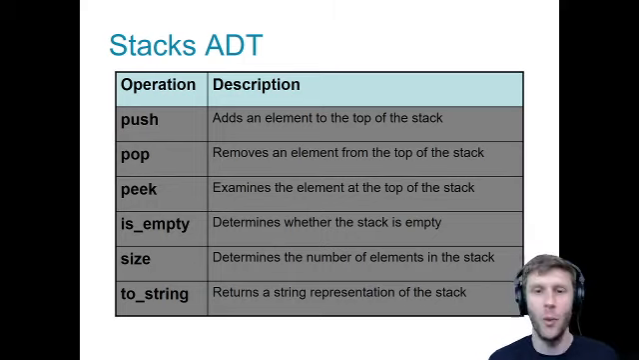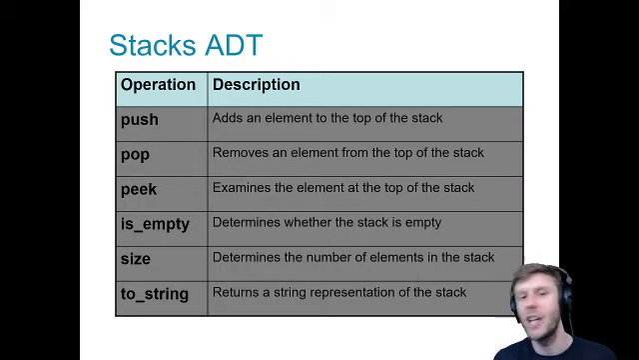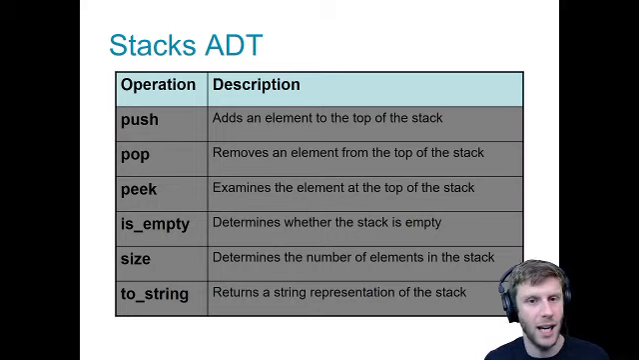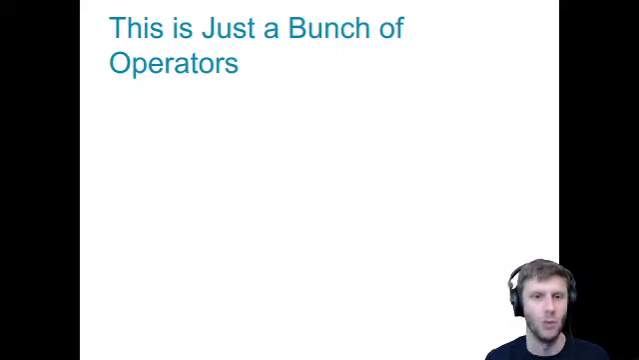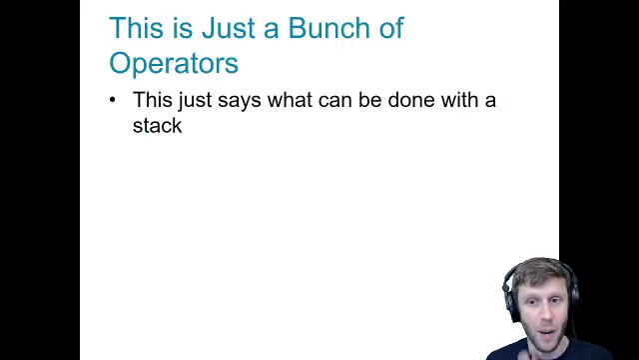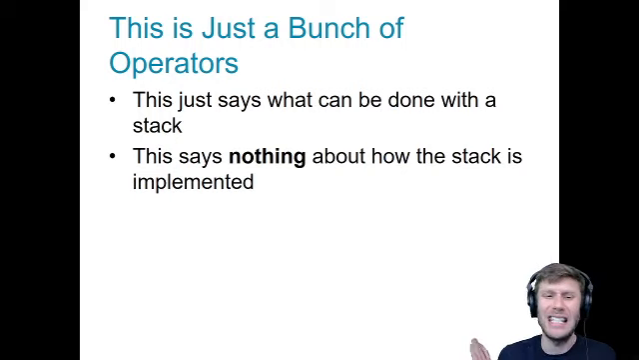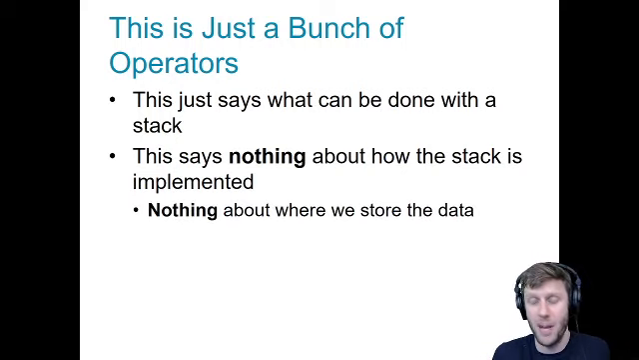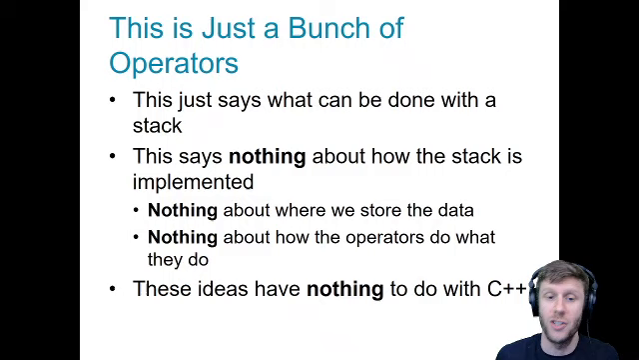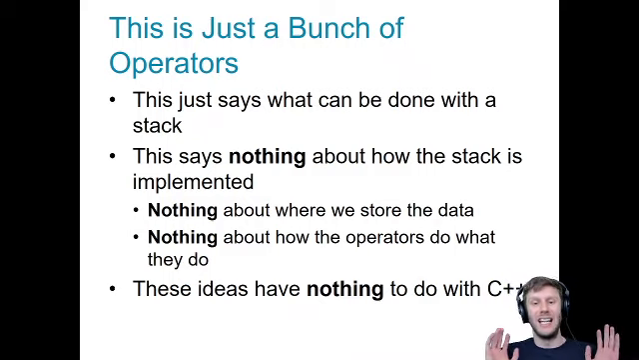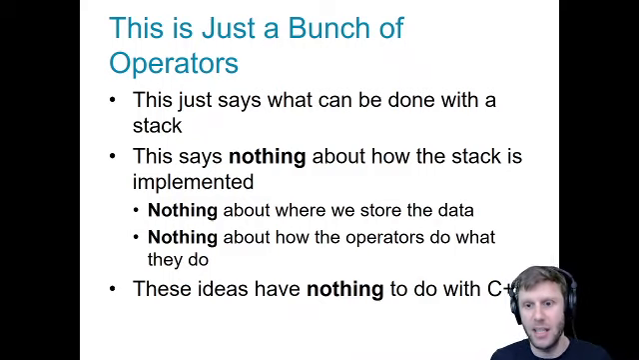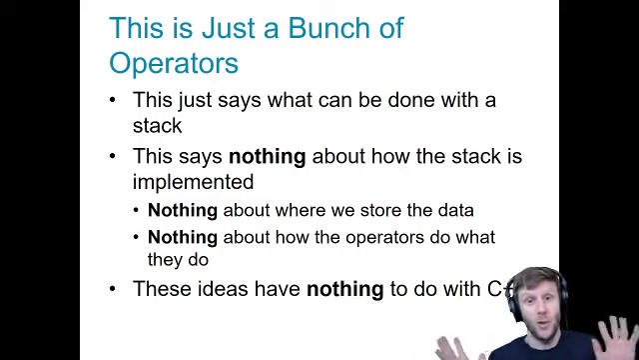None of this says, oh, but use an array. Use a linked structure. Here's how you got to code it. None of this is in here. All it does is say what it can do. So that's just a bunch of operations that says what can be done, and it says nothing about the implementation, nothing about where the data is stored, nothing about how the operators do what they do. These ideas also have nothing to do with C++ or Java or Python. These ideas are programming language independent. They have nothing to do with the programming language.